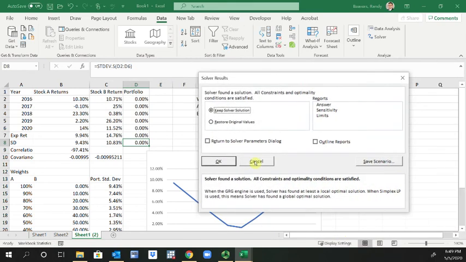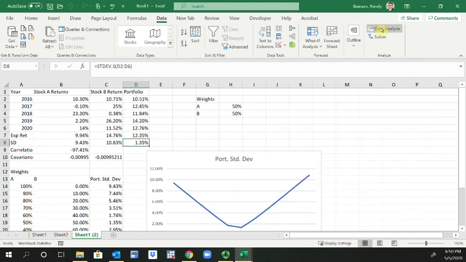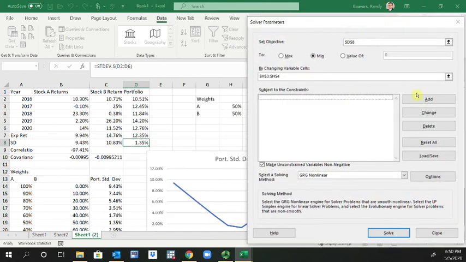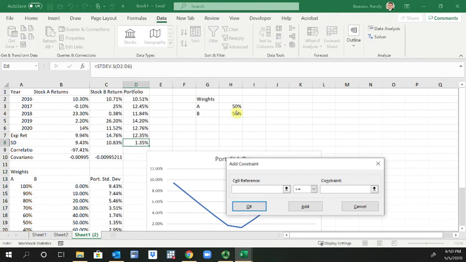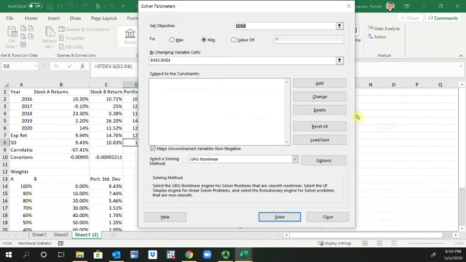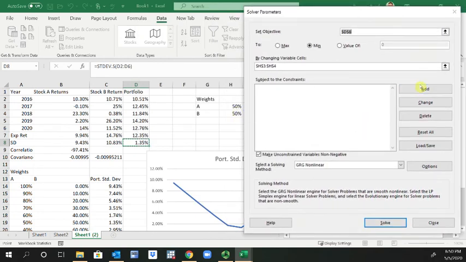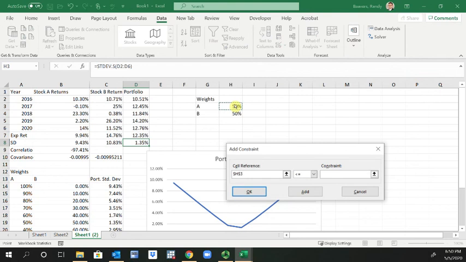Okay, so that did not work. So let's go back to Solver. One constraint we need to make is that these, let me actually cancel. Let's see, I think I can do this constraint, so I'll add. So those two need to be equal to 1 or 100%. All right, so that won't work.